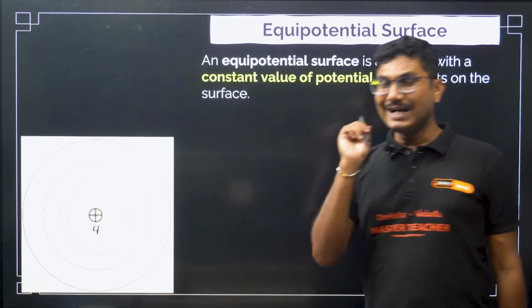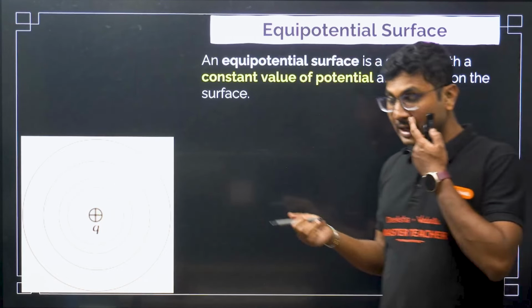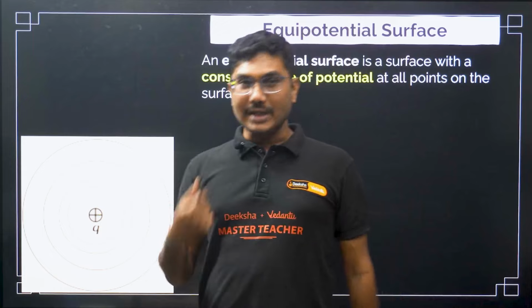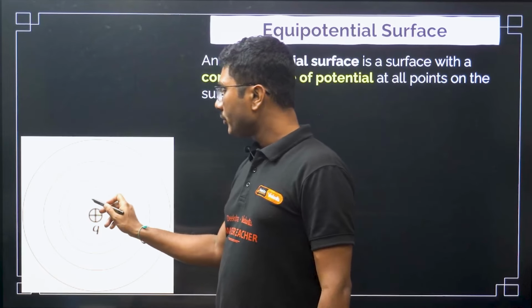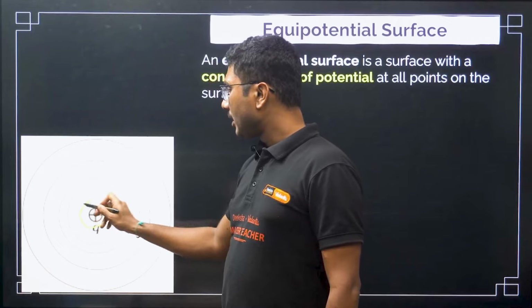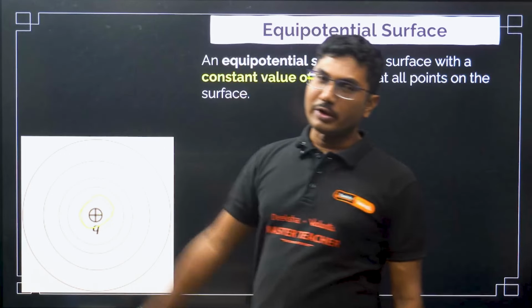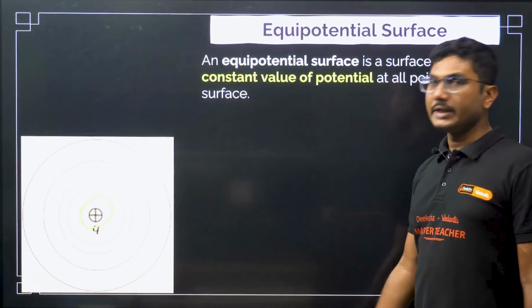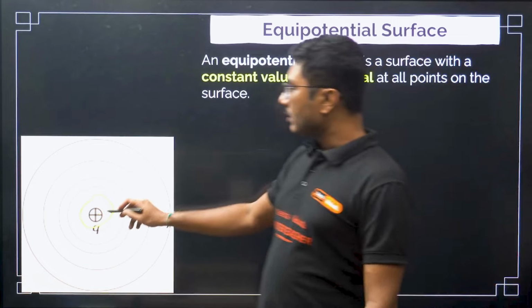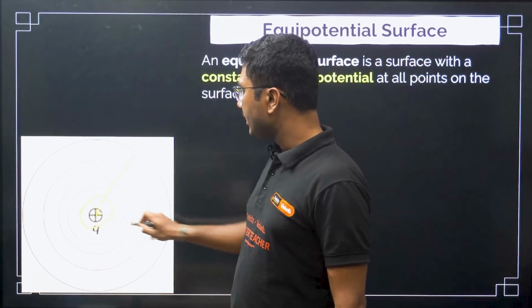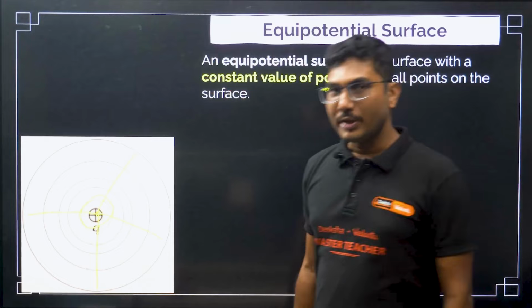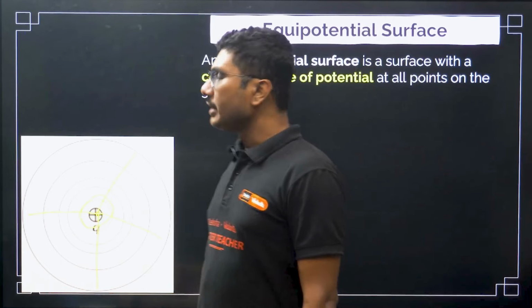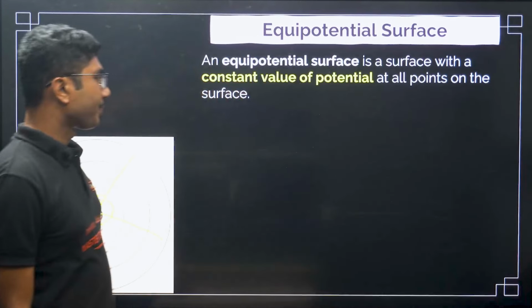Mind it, V is a scalar quantity, unlike electric field. Electric field is a vector quantity, but potential is a scalar quantity. So, if you go to a distance, all the circles that you can draw, in fact all the concentric spheres you can draw, because all the points on this sphere are at equal distance, they will be at equal potential, and this is called equipotential surface.